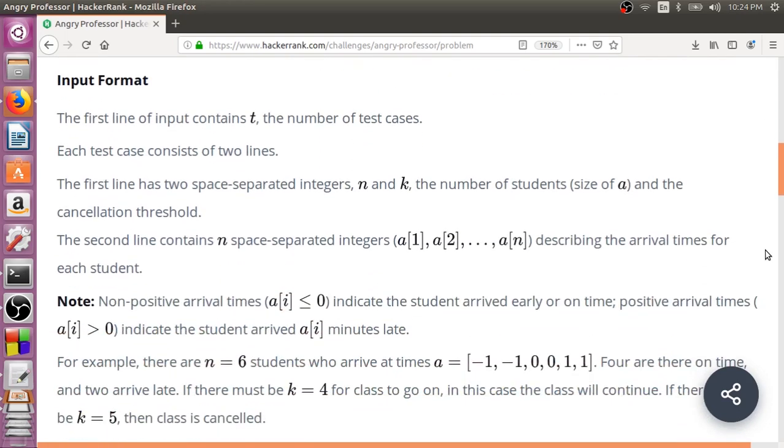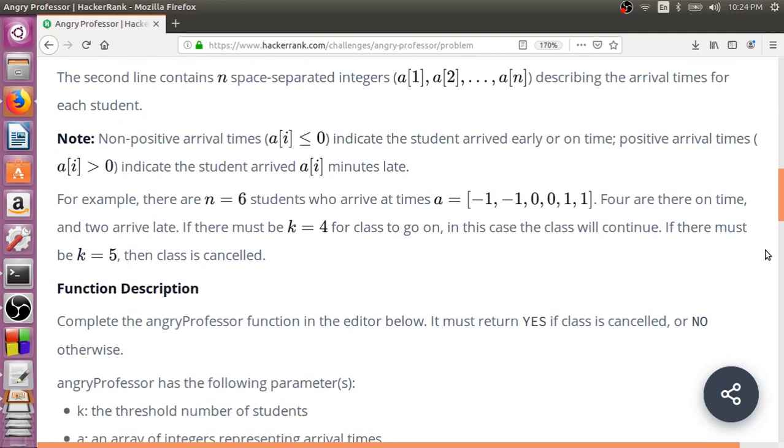Right. Now let us try to understand with some input. Assume that the class strength is 6 and this is the entry time given. The first person enters at -1, meaning 1 minute before the class starts. Second person also enters at -1. Third and fourth people just enter on time, and fifth and sixth people enter a bit late. Now, if the threshold is 4, since there are already 4 people available in the class at the beginning, the class will continue.